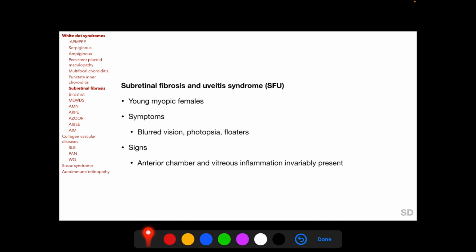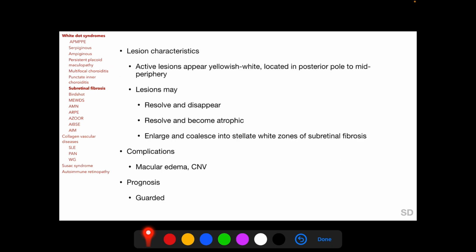Subretinal fibrosis and uveitis syndrome, also called SFU, also tends to occur in young myopic females, as we have mentioned, and symptoms of SFU include blurred vision, photopsia and floaters. Anterior chamber and vitreous inflammation is always present in SFU. Active lesions of SFU appear yellowish white and are located from the posterior pole to the mid-periphery. These lesions may either resolve and disappear, may resolve and become atrophic, or may enlarge and coalesce into stellate white zones of subretinal fibrosis.